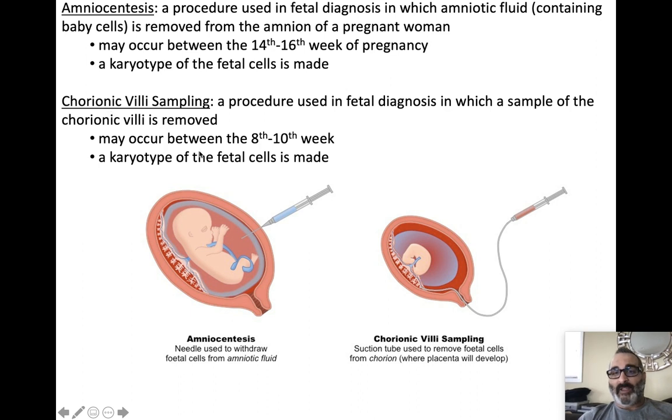Chorionic villi sampling, this one's different. This one is where they go through the chorion. So they send a suction tube through the vagina, through the cervix, and then they get really close up in this area and they're suctioning out cells called CVS or chorionic villi cells. Those contain fetal cells in them, and they can take those and turn them into a picture of the chromosomes called a karyotype, and then they can see. This one is done earlier, 8 to 10 weeks. The amniocentesis is done 14 to 16 weeks.